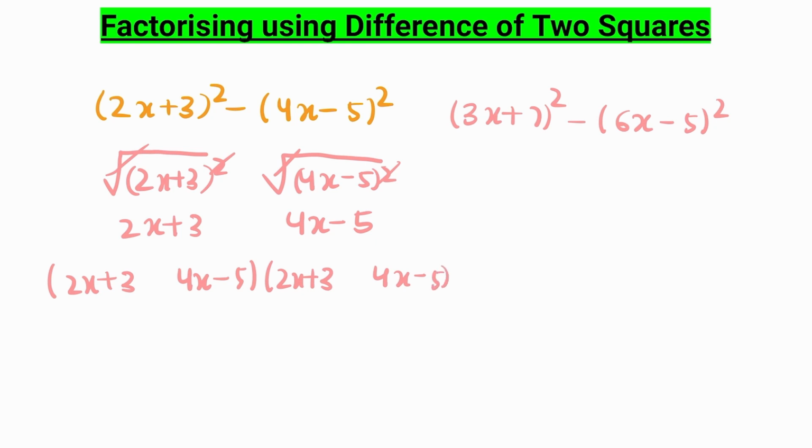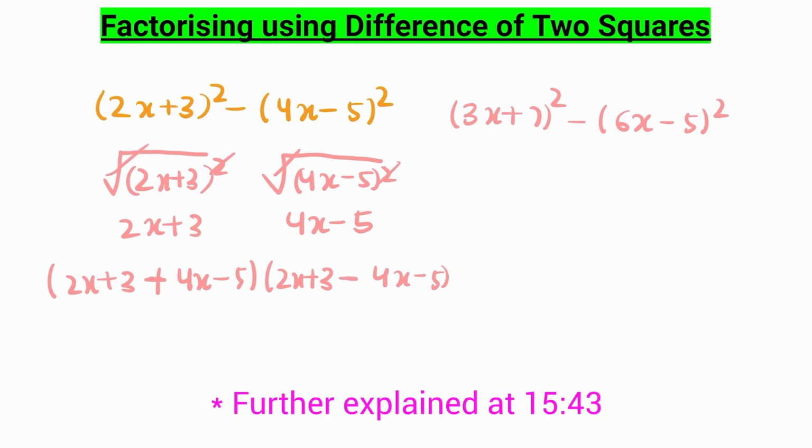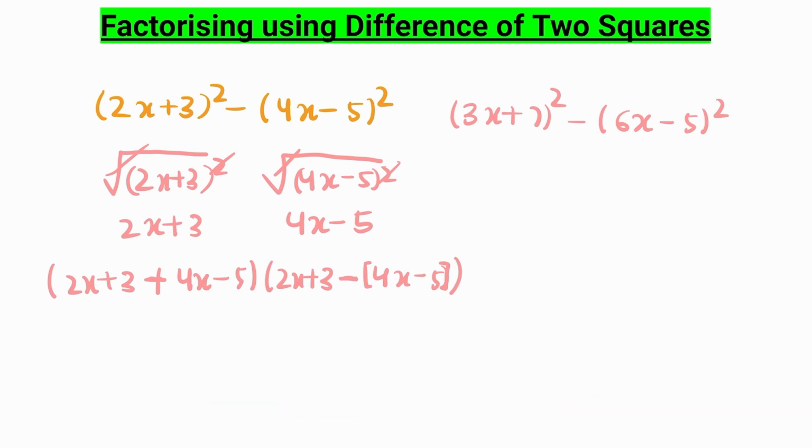Here in one of the brackets we should put plus, and then in the other bracket we should put minus. But remember, since there's a minus sign in front of 4x minus 5, we should put an additional pair of brackets because it's a two-term expression. Now we can simplify the expression here. We can add the like terms together. 2x and 4x, which is 6x. 3 minus 5, it's minus 2.